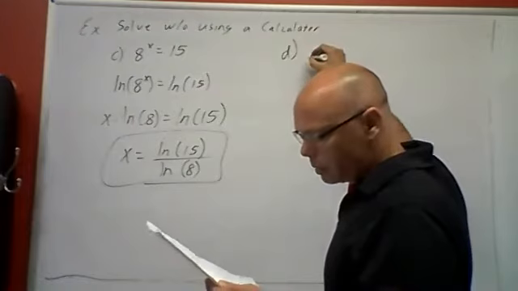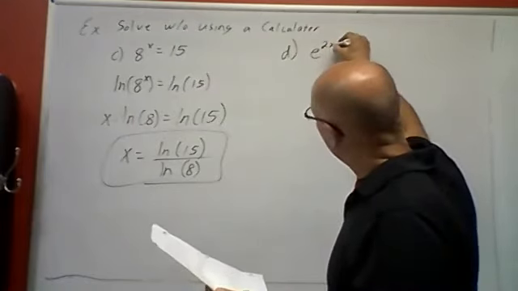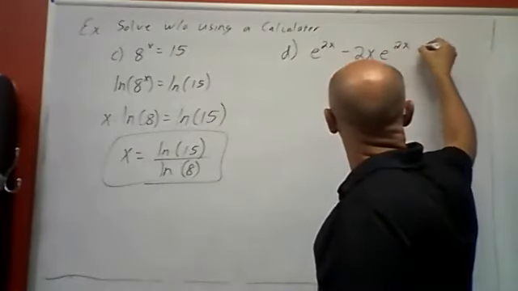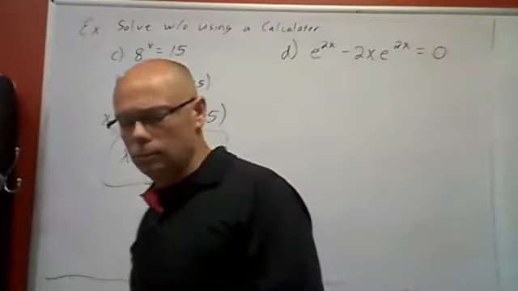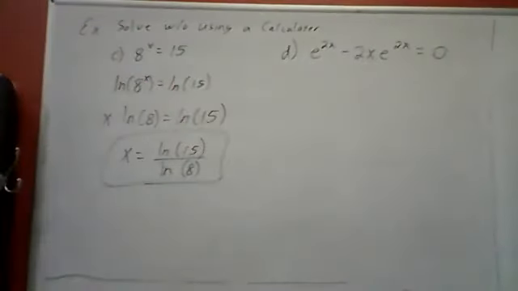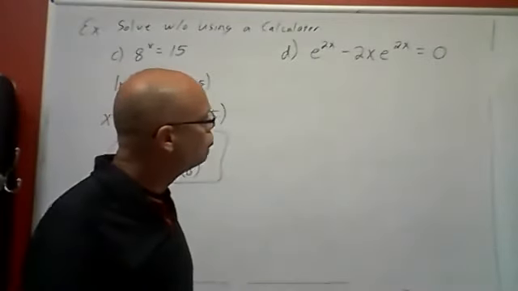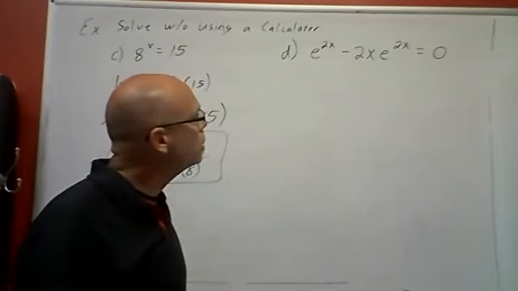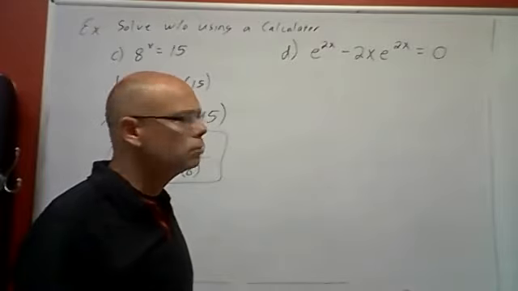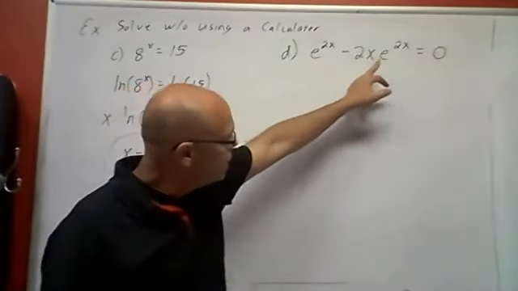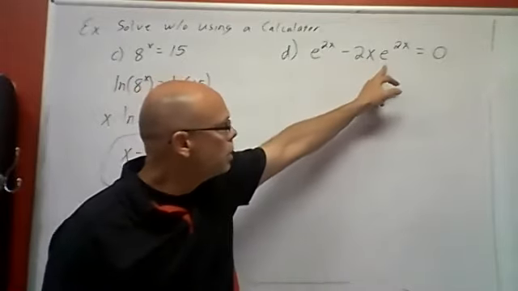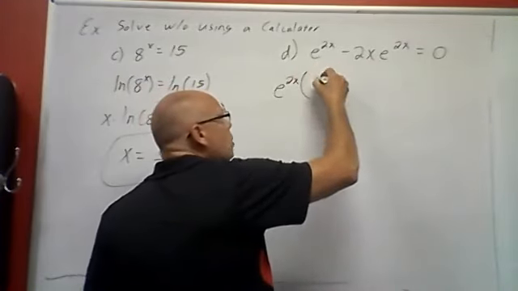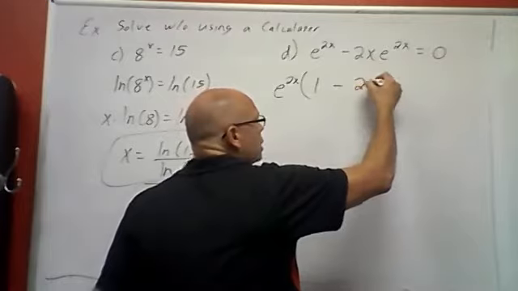For D, we're going to have e to the 2x minus 2x e to the 2x is equal to 0. Let me see, how am I going to solve this? What could I do here? Well, if I try to solve for x straight, kind of tough, right? But can I factor an e to the 2x out of both of these terms right here? So let's take e to the 2x out. If I take it out right here, I'm left with 1, minus if I take it out here, I'm left with 2x.